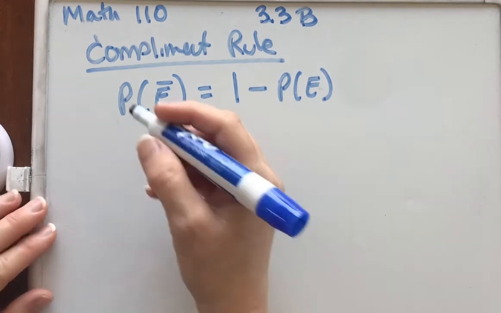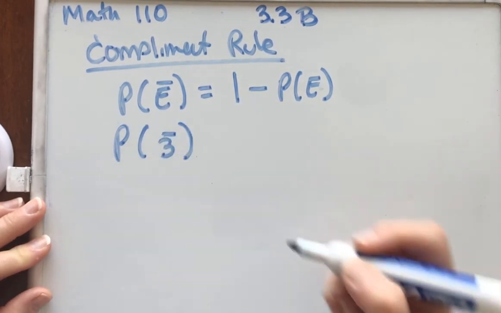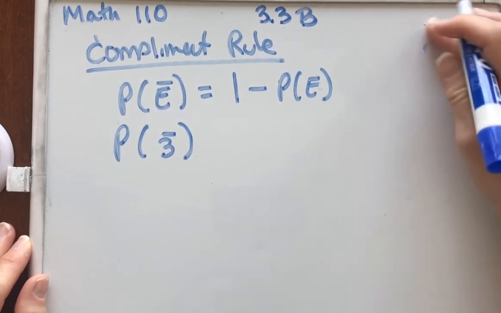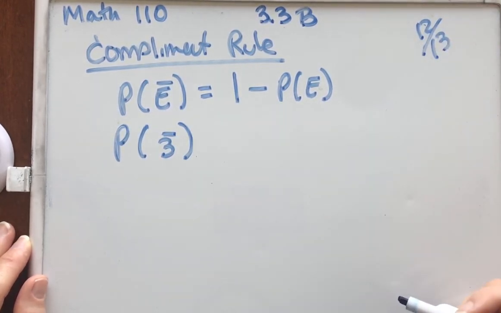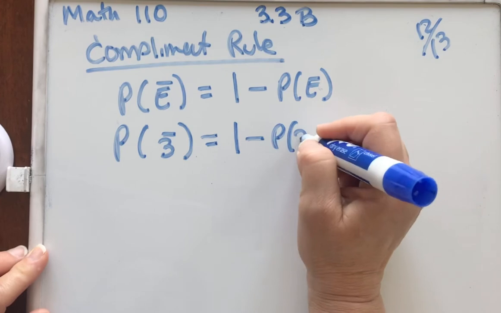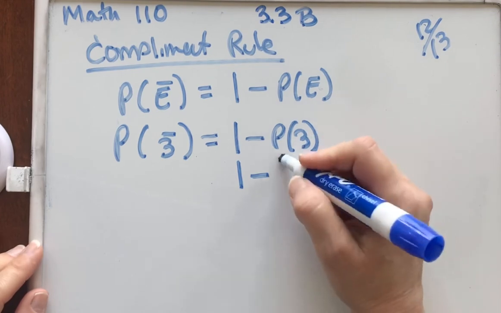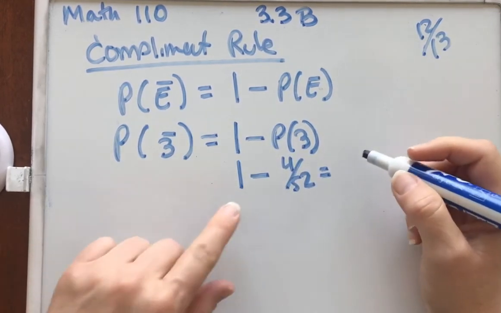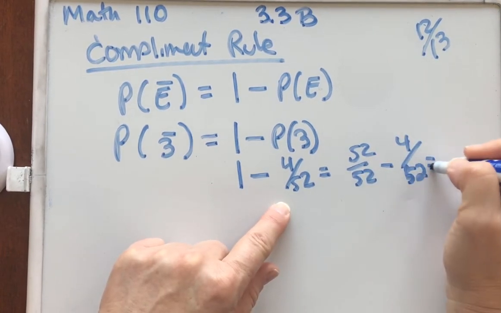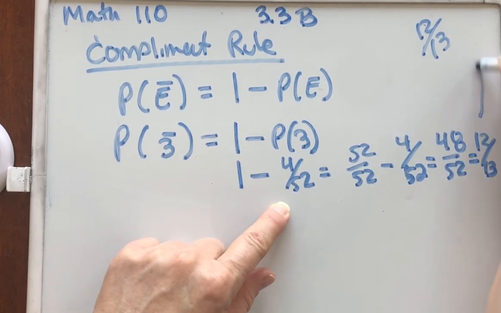Okay, so let's use an example. We just did the probability of not 3. You can look at your notes and see what that was. I'm looking and I believe that was 12/13. 12/13 was the probability of not getting a 3. So let's do the complement rule. That would be 1 minus the probability of getting a 3. And that would be 1 minus the probability of getting a 3 is 4 out of 52. So we can change this 1 to 52 out of 52 minus 4 out of 52. And we get 48 out of 52. And that's 12/13. There we go. We got the same answer.